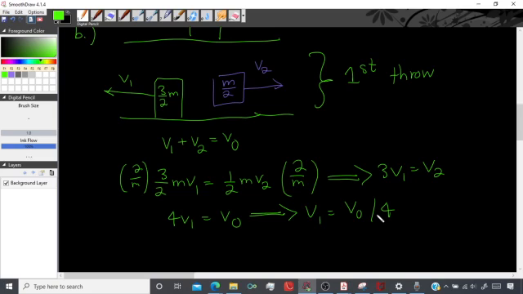And we're not done yet. We just found our speed after our first throw. We still have to take into account the second throw.